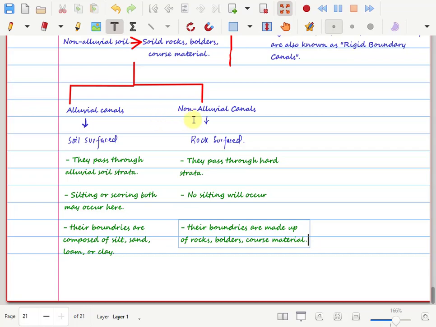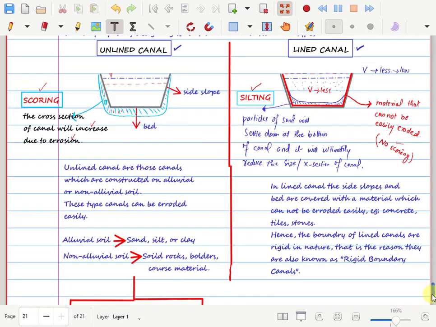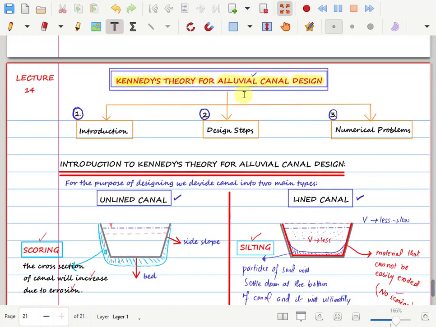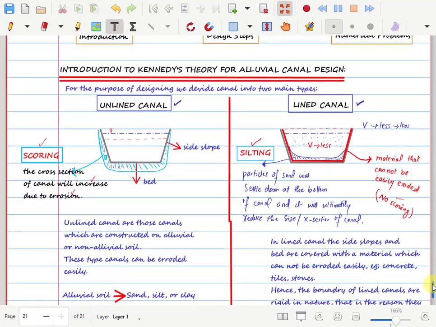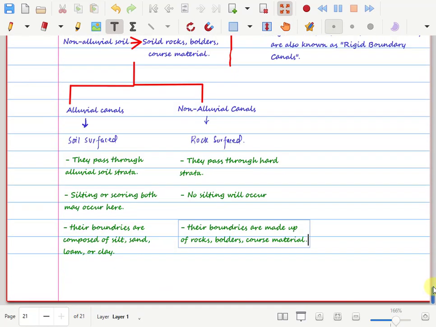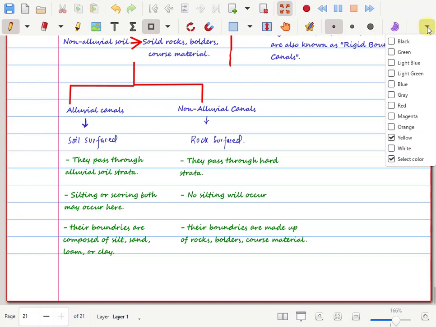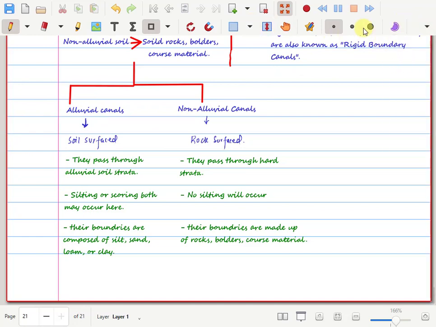So in our case, as our main topic is Kennedy's theory, right? And we said that Kennedy's theory is for designing of alluvial canals. So till now we have discussed different types of canals, but Kennedy's theory is based on designing of only alluvial canals. So Kennedy's theory is only going to help us to design alluvial canals.